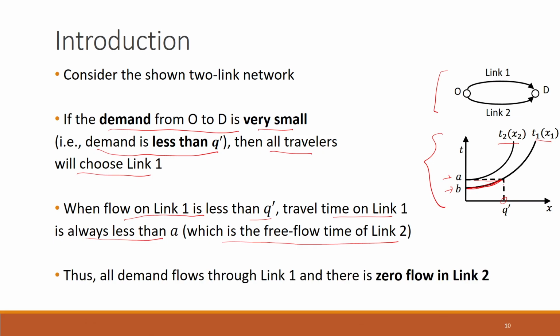So in this case we see that all the demand flows to link 1 and there is 0 flow on link 2. And you should know that this case satisfies the user equilibrium condition. Why is that? Because there is no incentive for any traveler on link 1 to shift to link 2, since they are anyway experiencing a travel time less than or equal to A, the free flow travel time on link 2. If you shift to link 2, you will only get a travel time higher than A, so there is no point in doing that. So this satisfies the user equilibrium condition.